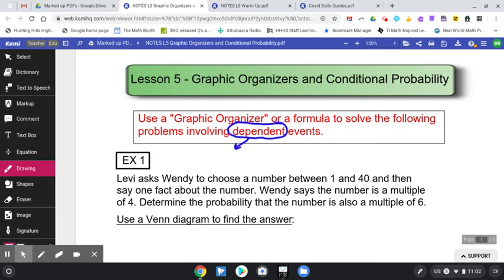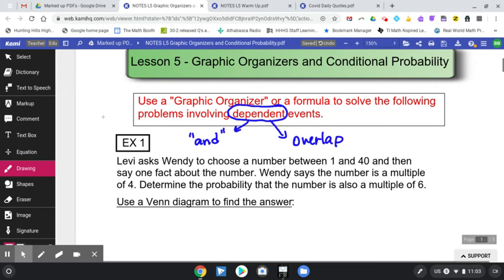So events where you're using the word "and", because dependent would mean that they have overlap. So the two events share some outcomes. They have something in common. But this isn't the only time that you want to use a graphic organizer. Graphic organizers do tend to make just about any question easier.